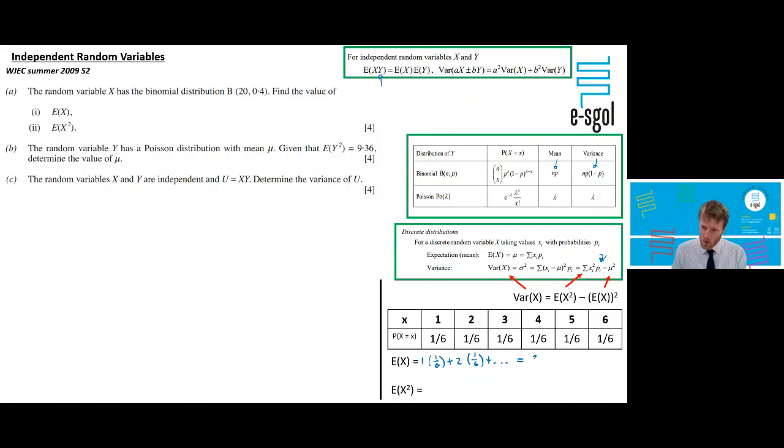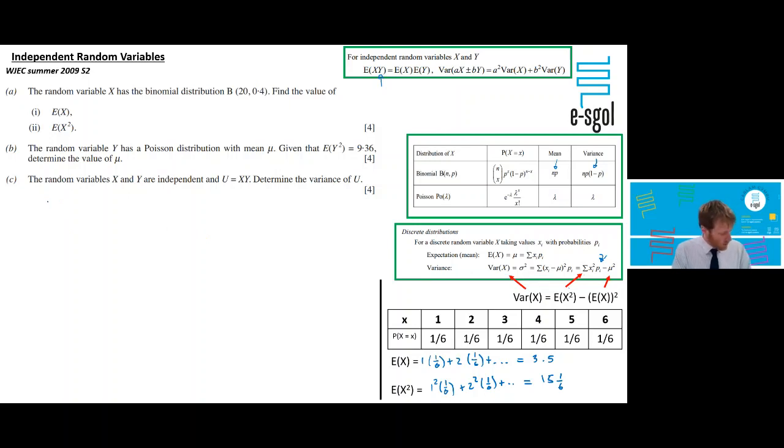For this one we get 3.5. For the E of X squared value, you do the number on the dice squared times the probability, add the number on the dice squared times the probability, and you just repeat that. This one is giving me 15 and 1/6. And then you could use these values to then go and find the variance.